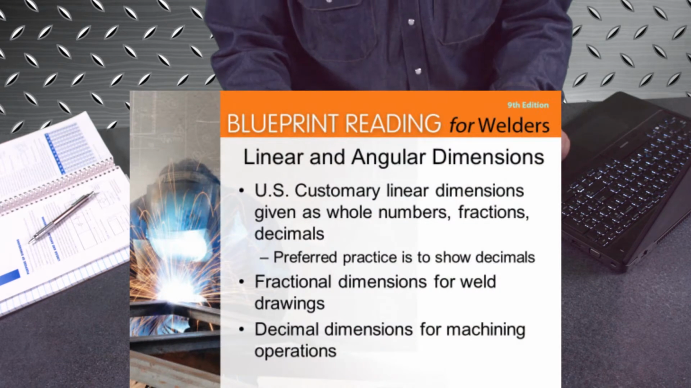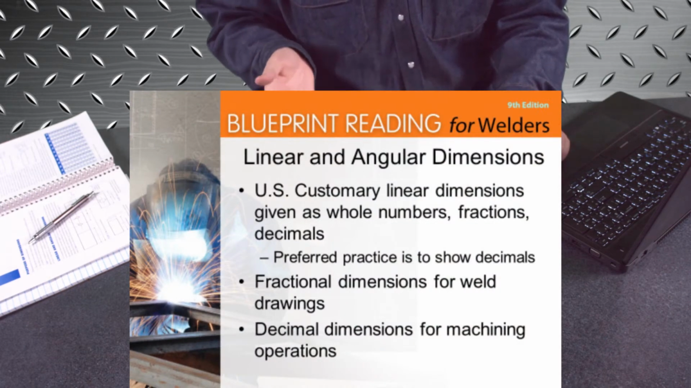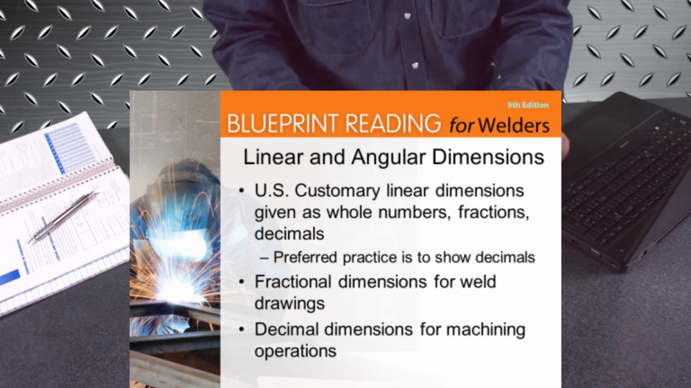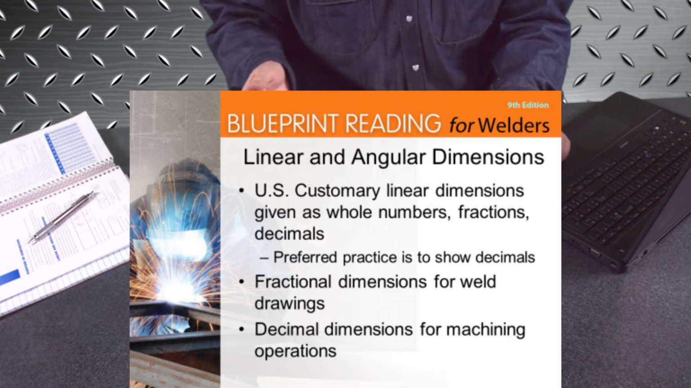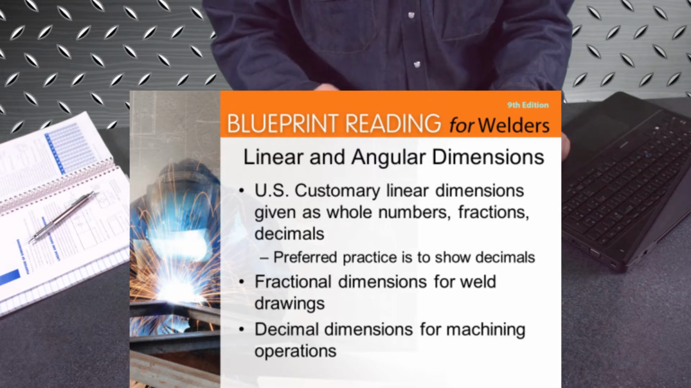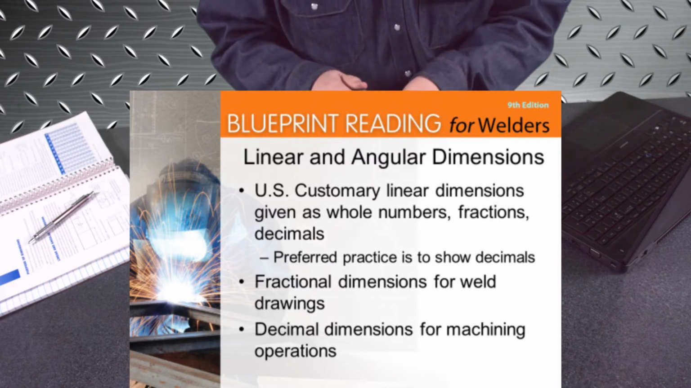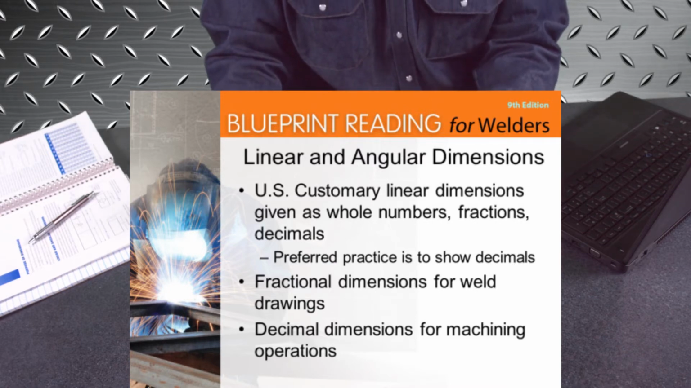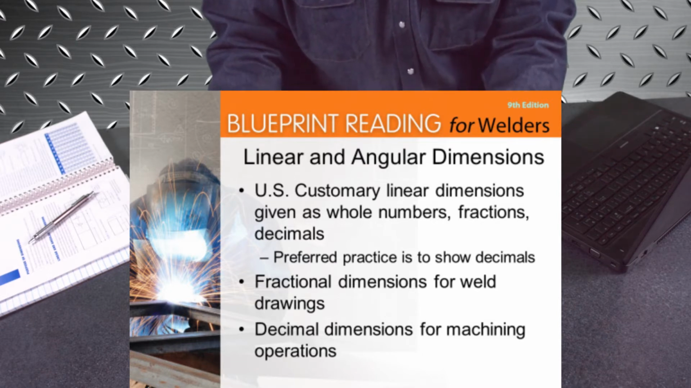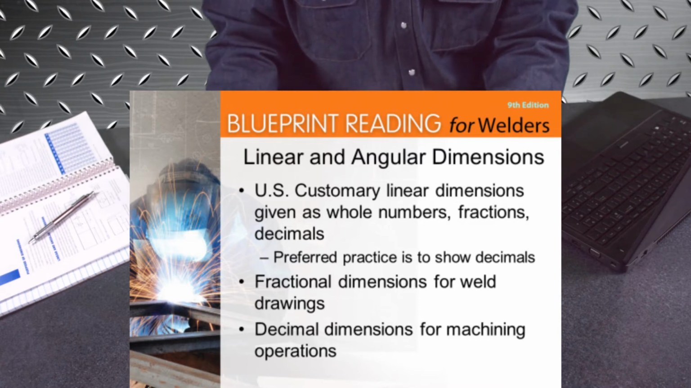Now, US customary linear dimensions are given as whole numbers, so 1, 2, 3, 4, these are all whole numbers. Fractions, 5/8, 3/4, and decimal fractions, 0.5 inches, 0.25 inches. The preferred practice is to show decimals, but on most welding prints, you're going to have fractional inches because what you're going to be using when building large structures is a tape measure, and tape measures have fractional inches on them, generally not decimal inches. You can convert fractional inches to decimals. It's very simple to do that.